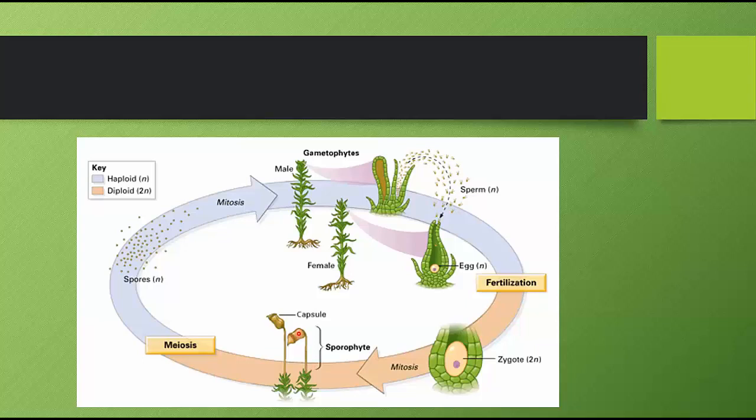It undergoes meiosis up here in the capsule. Spores are made and they grow into new gametophytes. So gametophytes make gametes. Gametes fuse together to make sporophytes. Sporophytes undergo meiosis to make spores that grow into new gametophytes. That is the basis of the plant life cycle, the alternation of generations.